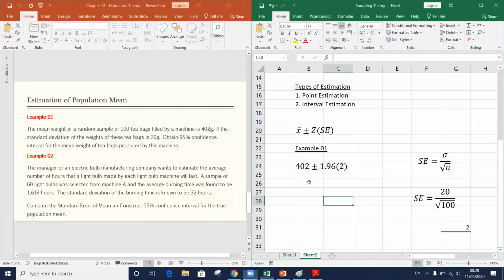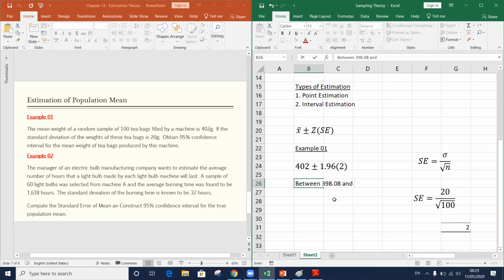So what is the range here? අපිට මෙතන range එකක් එන්නේ කීයද? What are the two values we can have here? Interval estimation එකක් කරන්න යන්නේ, range එකක් එන්නේ answer එක විදියට. What is the range? 1.96 into 2, 3.92. 402 minus 3.92, the answer is 398.08.